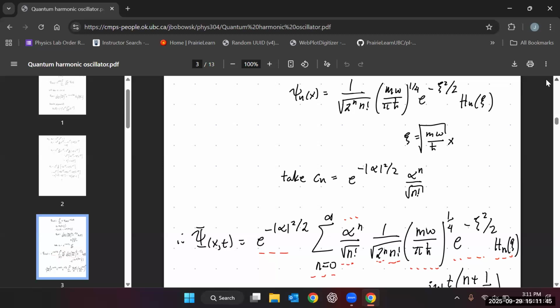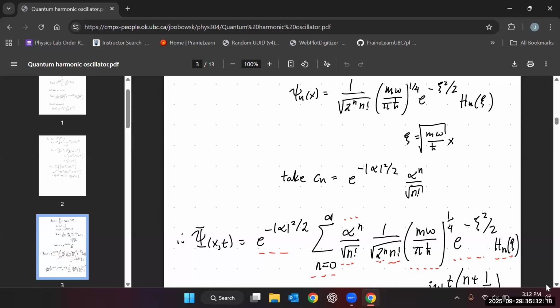to 1. If you look at this and think back, if I was to square all of this, this is a real number, so we don't have to worry about complex conjugates or anything. If I was to square my Cn, I'd get e to the minus alpha squared, alpha to the 2n divided by n factorial. That's the Poisson distribution. So I've chosen my coefficients to follow some kind of Poisson distribution. So there's going to be a peak, and then they're going to tail off at the end.